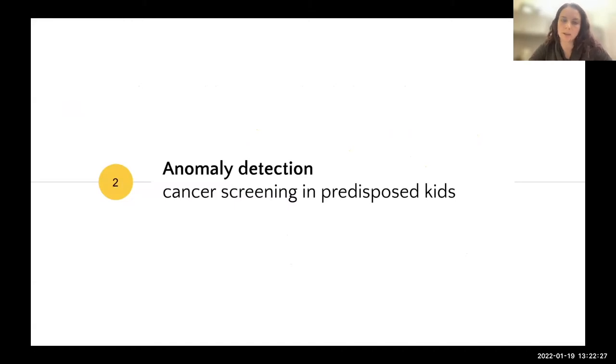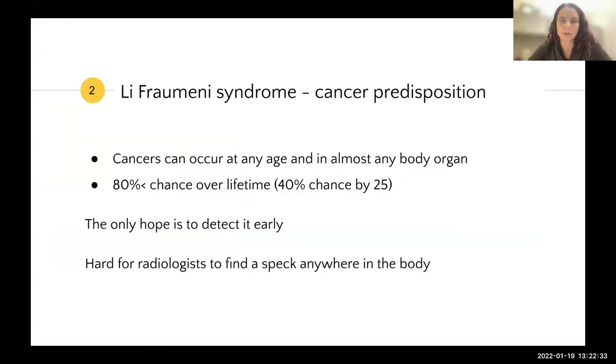Another example, anomaly detection. This is cancer screening in predisposed kids. In particular, we're working with Dr. David Malkin here and focusing on Li-Fraumeni syndrome. This is a cancer predisposition syndrome often associated with a mutation in the TP53 gene. Cancers can occur at any age and on almost any body organ. There's a bit of a bias of certain cancers appearing at certain ages, breast cancers being later, and adrenocortical carcinomas being more frequent in earlier ages, but it's hard to know where a cancer would start and when it would start.